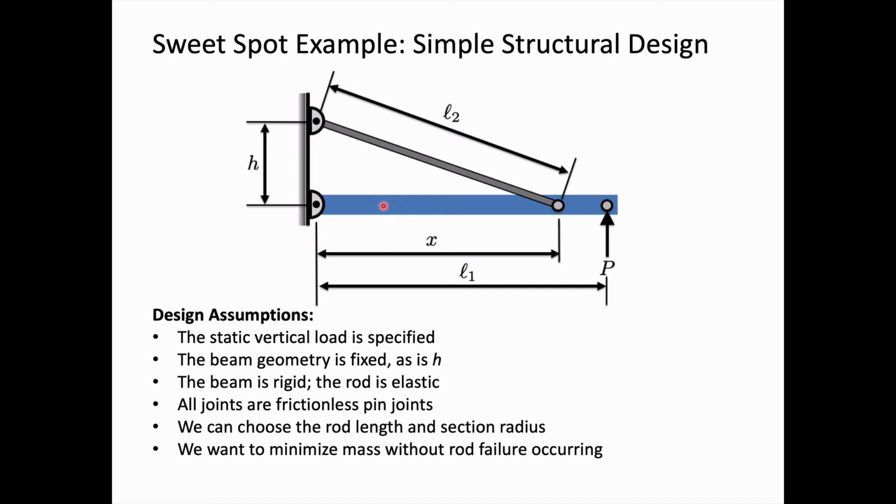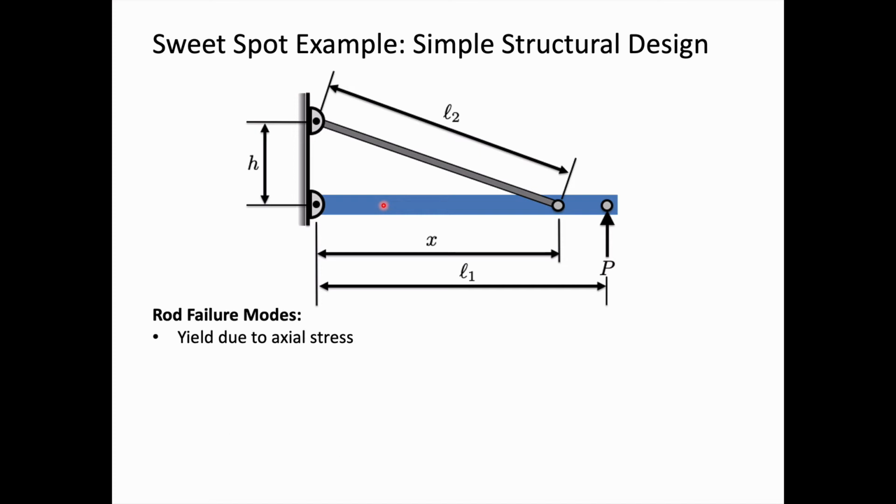We would like to minimize the mass of the rod without the rod failing. We're going to look at some important failure mechanisms that pertain to a structural member in compression. These failure modes include yield due to axial stress. In other words, if we are compressing the rod and there's enough internal pressure inside the rod, it's going to cause the metal to plastically deform and not be able to return to its original shape. That's what we call yielding, and we're considering that to be a failure mode.